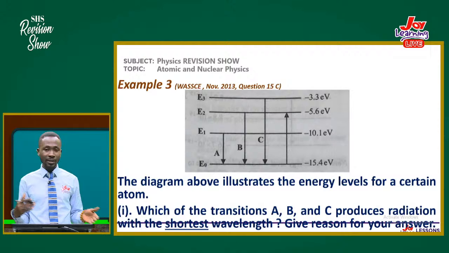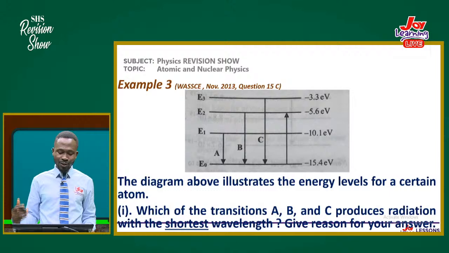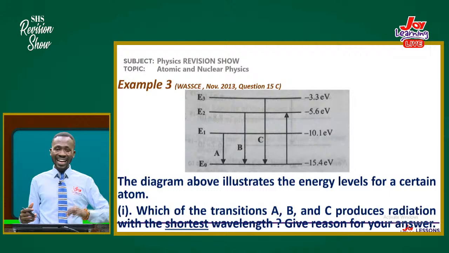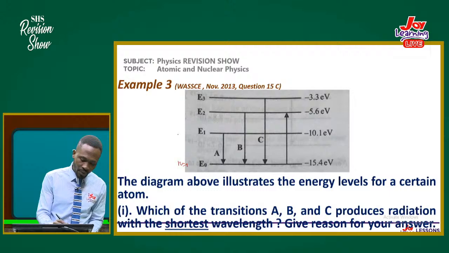A diagram above illustrates the energy levels for a certain atom. So you can see that this is what we call an energy level diagram, where usually to your left hand side you have quantum numbers. So under normal circumstances, you should have something like maybe n equals 1, n equals 2, n equals 3, n equals 4 on the left hand side.